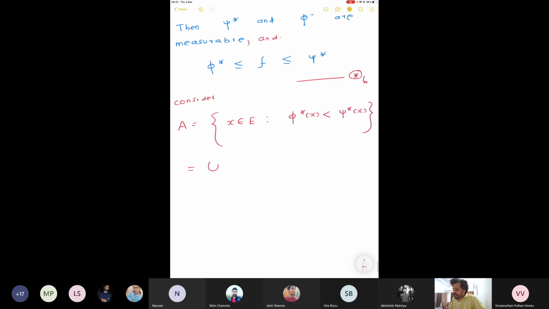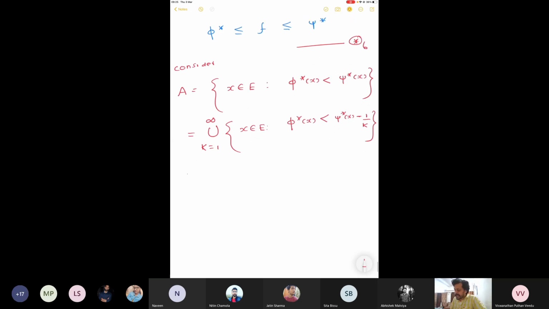I can write that as the union of the set of all x in E such that phi star of x is less than psi star of x minus 1 by k. This is the usual technique; I want to write it as a countable union, k equal to 1 to infinity. Each of these sets I will define as A_k. So A is equal to the union of A_k, k equal to 1 to infinity.